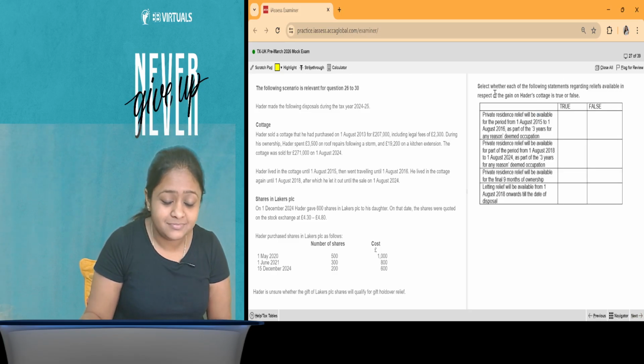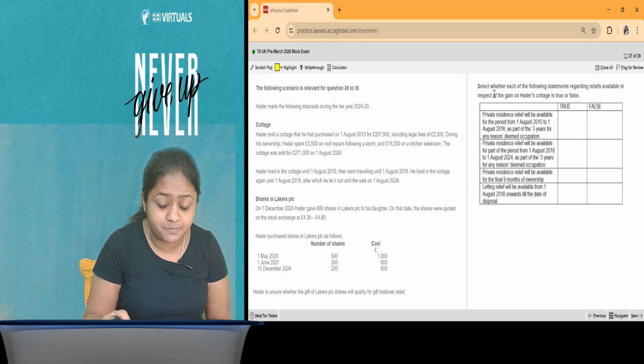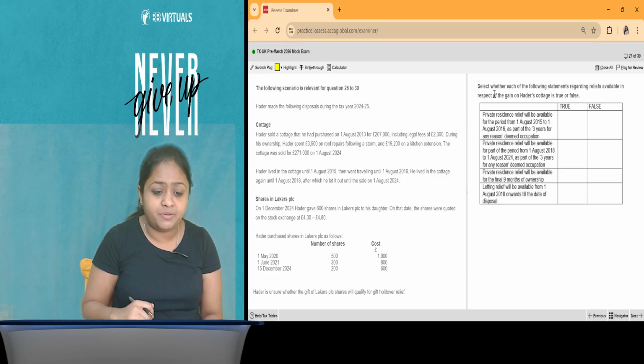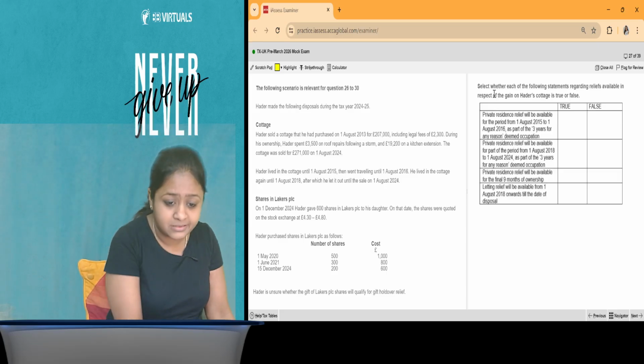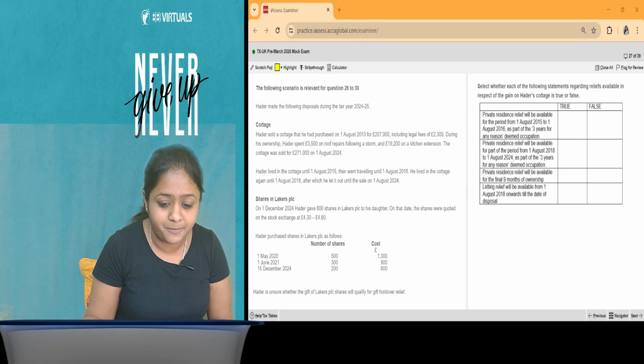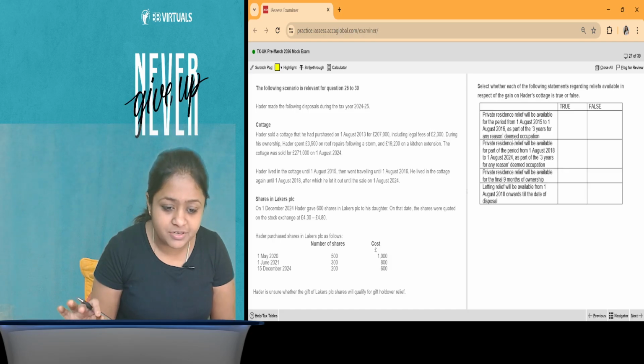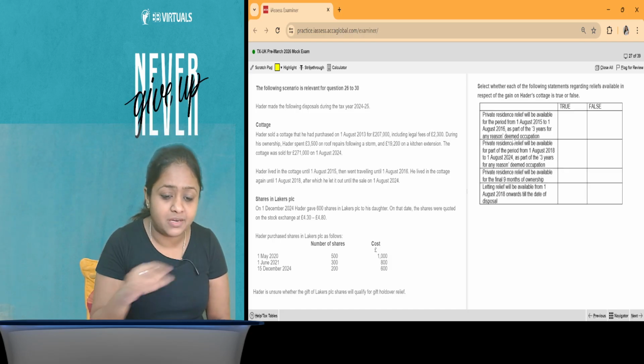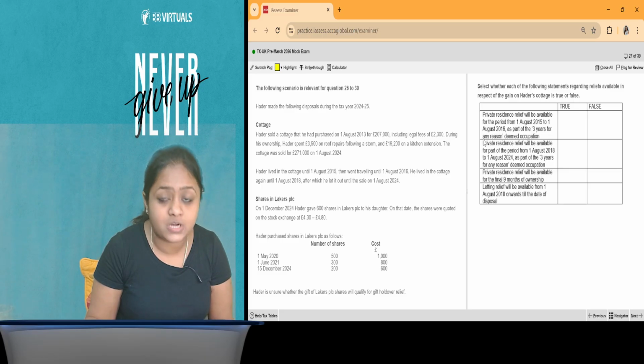Next. State whether each of the following statements regarding relief available in respect of gain on Heather is true or false. Let's read one by one and then solve it. Okay. Private residence relief will be available for the period from August 15 to August 16 as part of the 3 years, or any other reason deemed occupation.